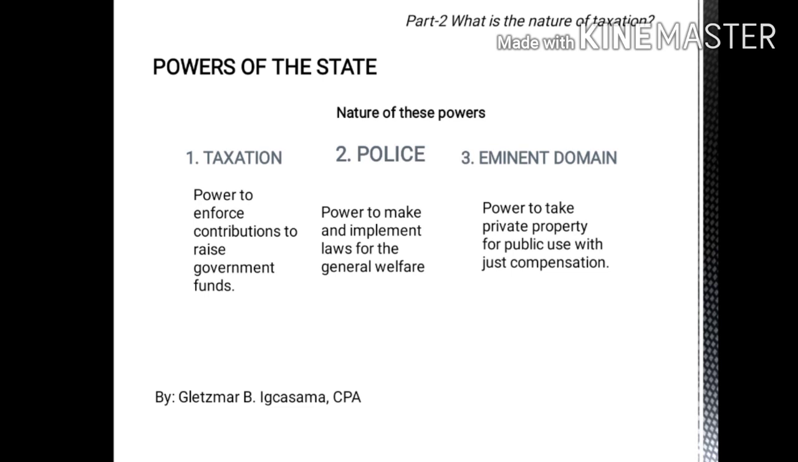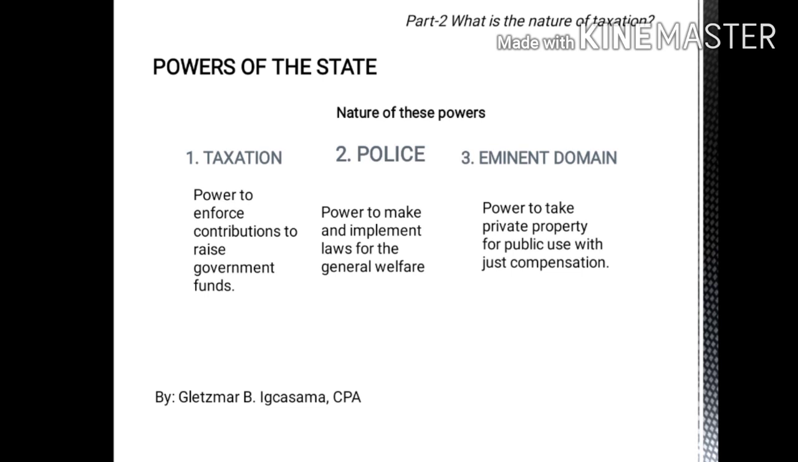Let's say, for example, they took the land in order to make it a public school. That's for public use. But if they're going to take it to make it a mansion of a certain congressman or senator, that's not for public use. So they can't take it under the eminent domain power. And of course, the government could not take it if it will not pay just compensation.